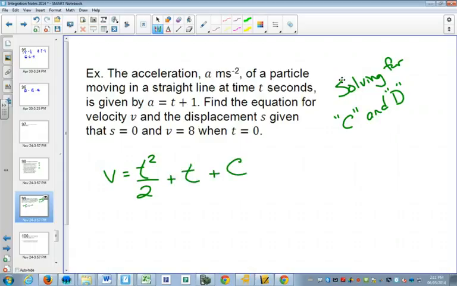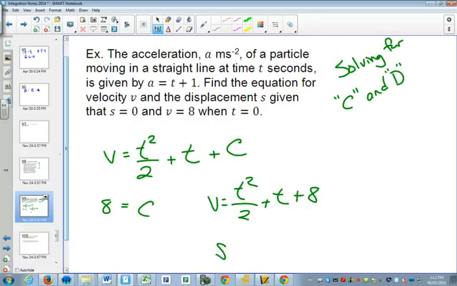How'd you do for the first step? What's the value of C? C is equal to 8, because when time is 0, so if I plug in 0 for time, the velocity is 8, so C is equal to 8. Then our equation for velocity is t squared over 2 plus t plus 8.